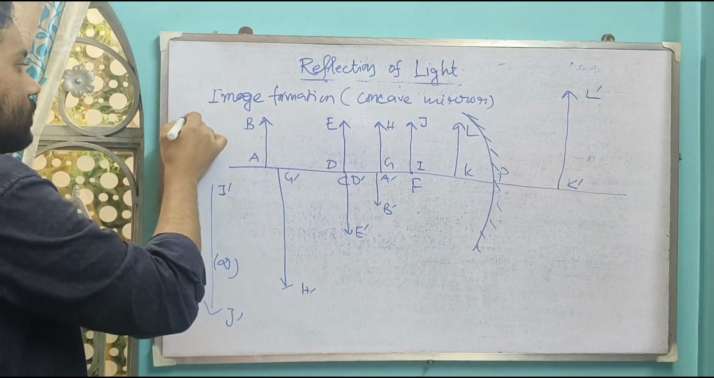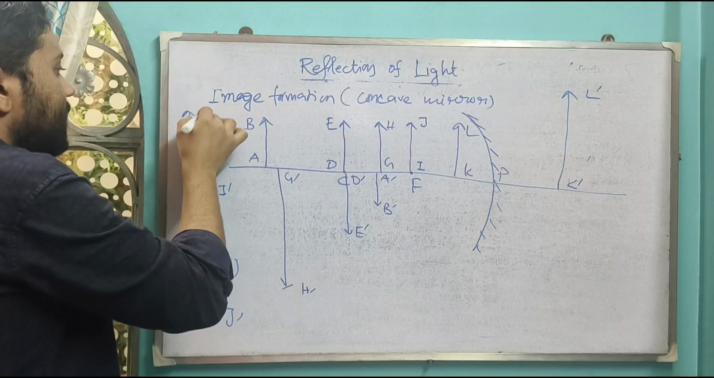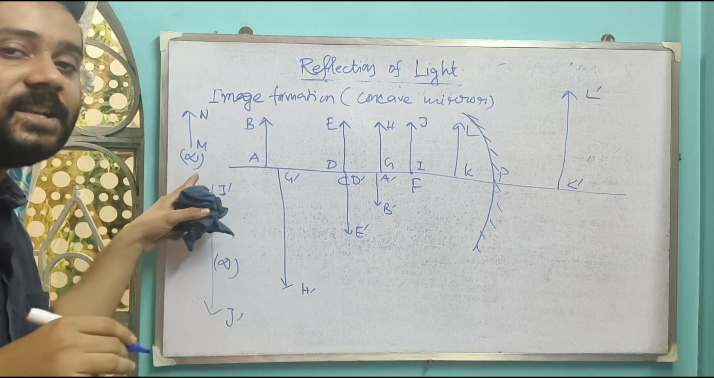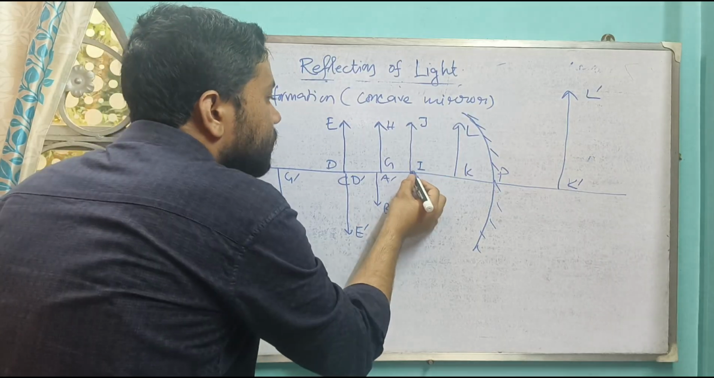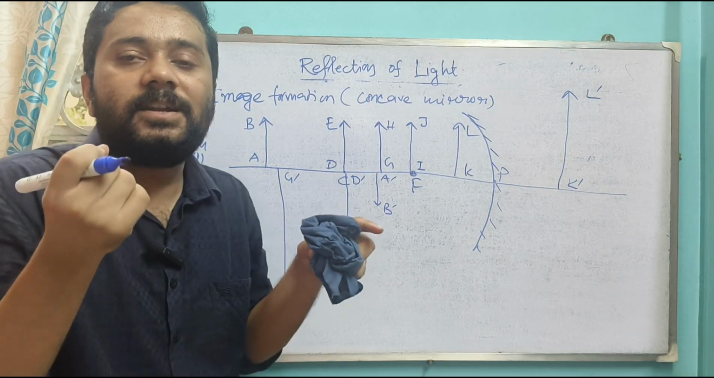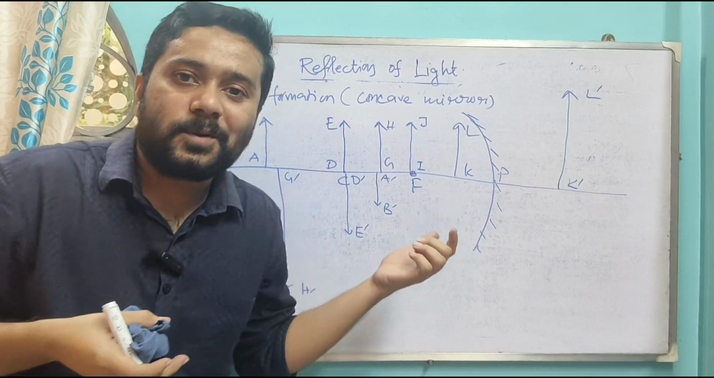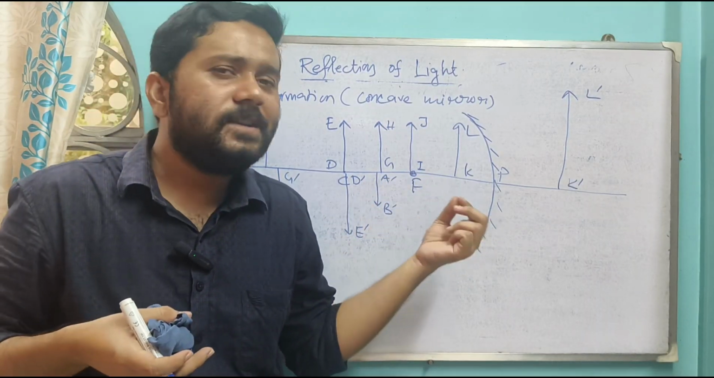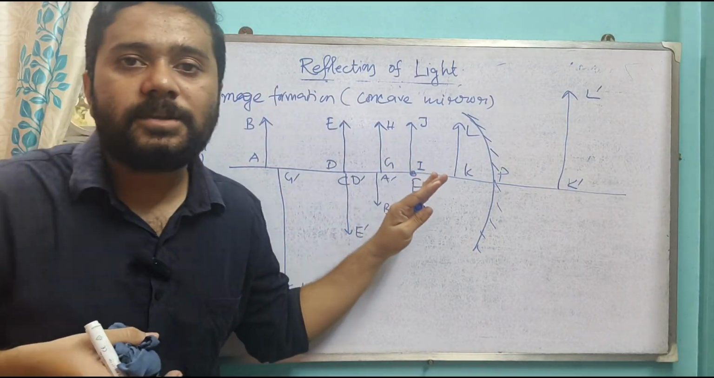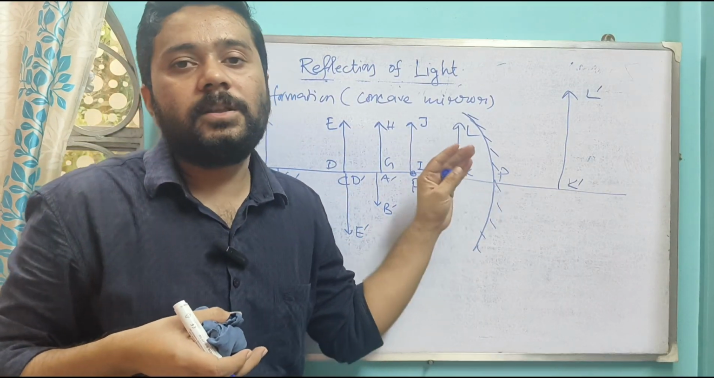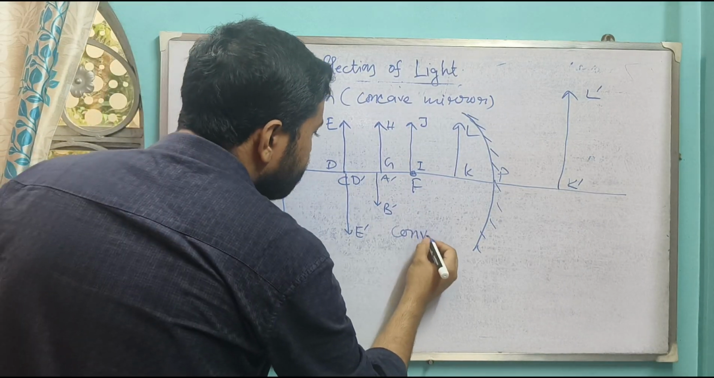Now another position is left, that is if we place the object at infinity, then we will get the image at focus, and that image will be very, very diminished, like when you are taking the image of the sun using your concave mirror. So that image will be very, very diminished, real and inverted. So this is the complete image formation by concave mirror, depending on the position of the object. Now we will study the convex mirror.